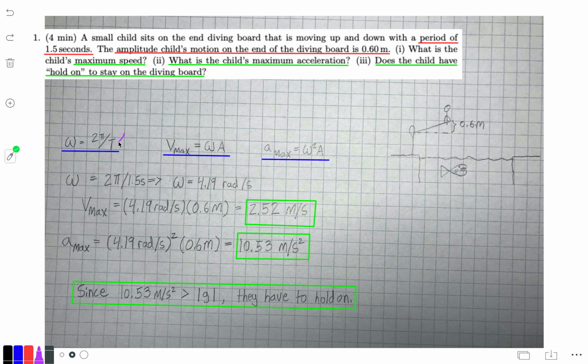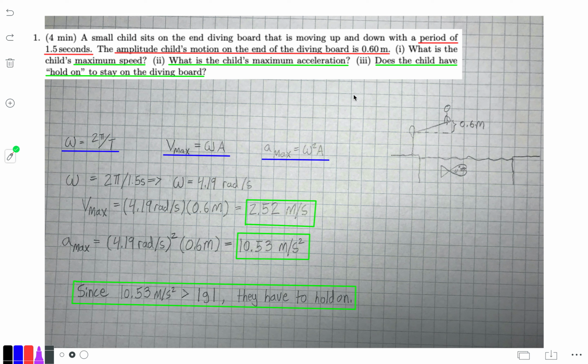Since we're given the period, we can go ahead and start by plugging into this equation here, and we're given this as our natural frequency here. So from here we can solve for Vmax, which is going to be our maximum velocity or maximum speed, and just plugging in our given and then what we just calculated, we're left with 2.52 meters per second. And then for our maximum acceleration, all it is is our omega squared and our amplitude, and we're left with 10.53 meters per second squared.